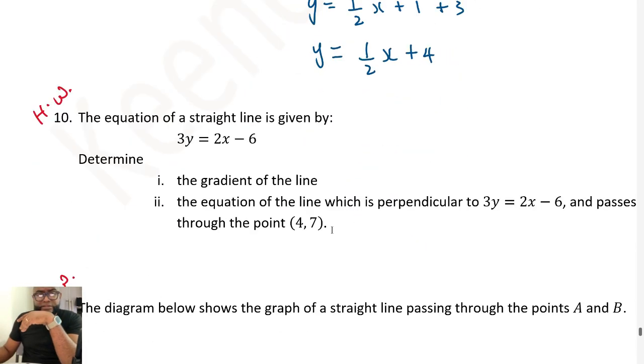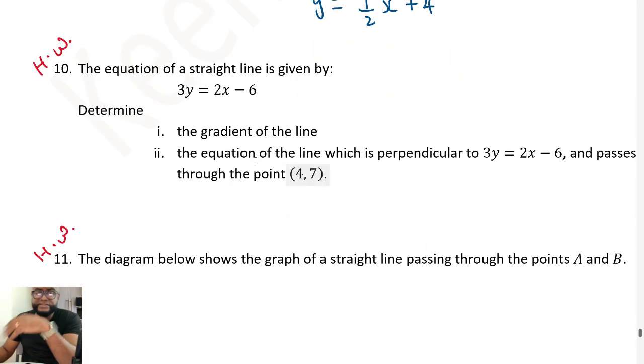Although copy it down in the video now. Let me try to see if you can eat it up. Right. The equation of a straight line is just 2 more questions.